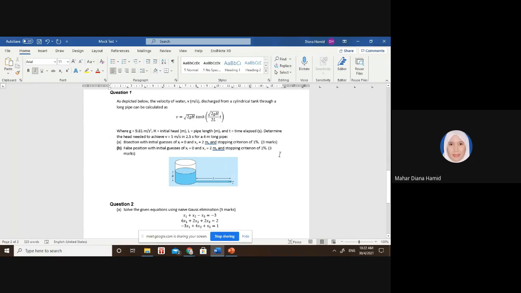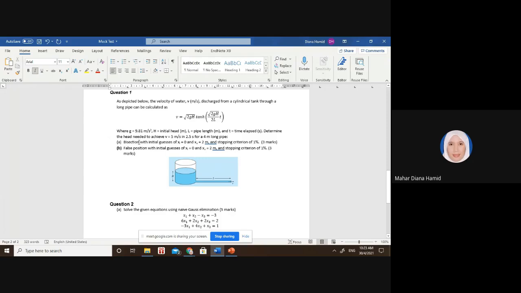So you have to do this using both hand calculation and also MATLAB. So there will be 2 sections. For example, question 1A, there will be 2 answers: using hand calculation, and the second one using MATLAB. Similarly with B, hand calculation and also using MATLAB.